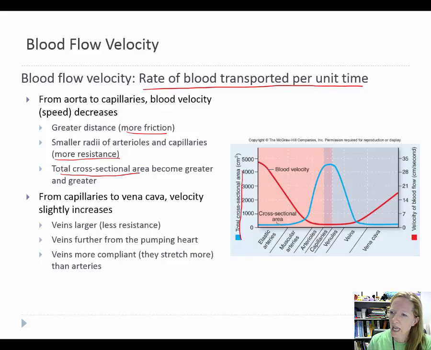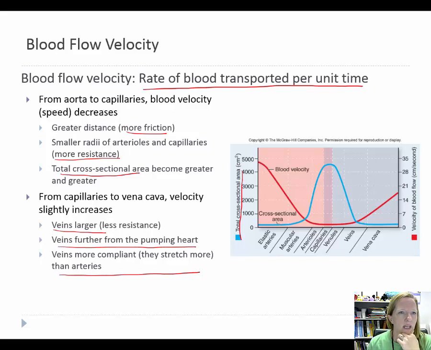Velocity is going to slightly increase, not get back to where it was, but it slightly increases. The reason why is because the veins are larger, so there's less resistance. It's further away from the pumping heart, but also veins are more compliant. They're going to be a little bit more stretchy.